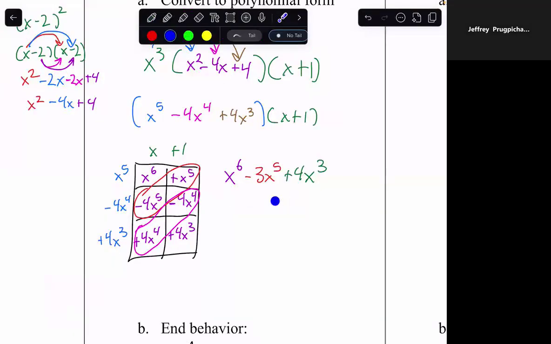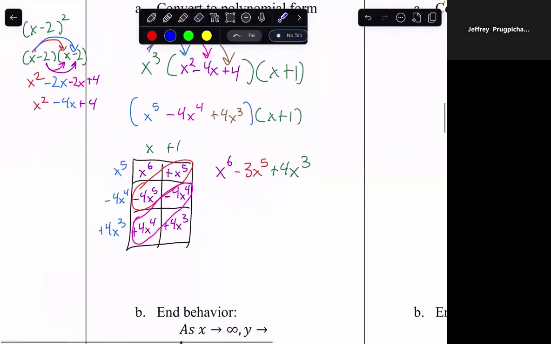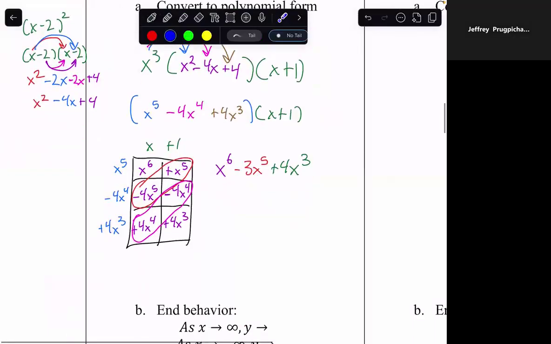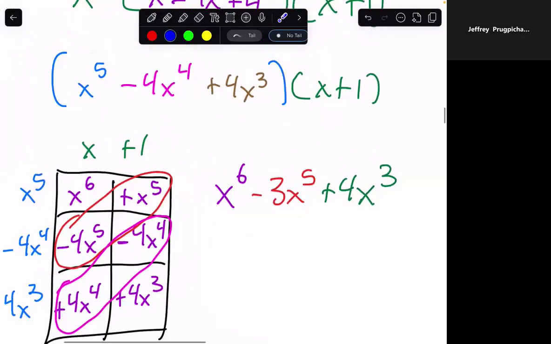Okay, so that's how you convert to polynomial form. So no parentheses. Now we're ready to apply the patterns from the previous page. Okay, so end behavior. The determining factors for the end behavior: the highest degree is 6, which is even.